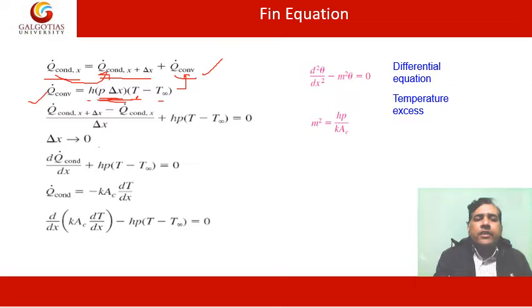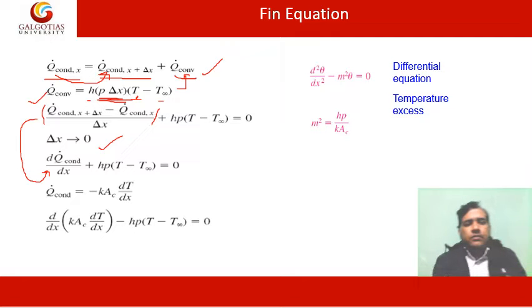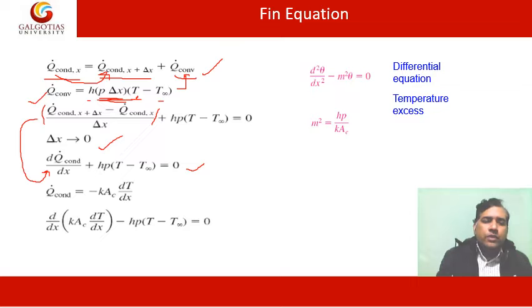And if we take the limiting case, that is delta x tending to 0, we apply the concept of limit here. This value will be converted into dQ dot conduction over dx, plus hP (T minus T infinity) equal to 0.